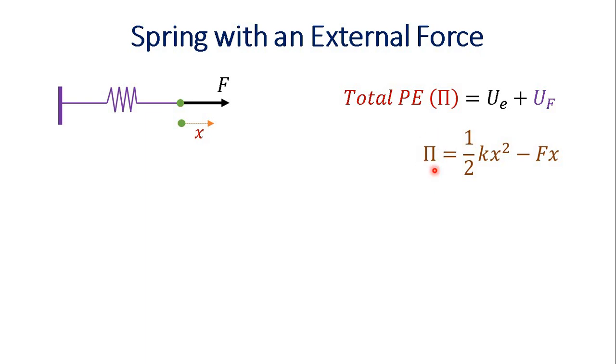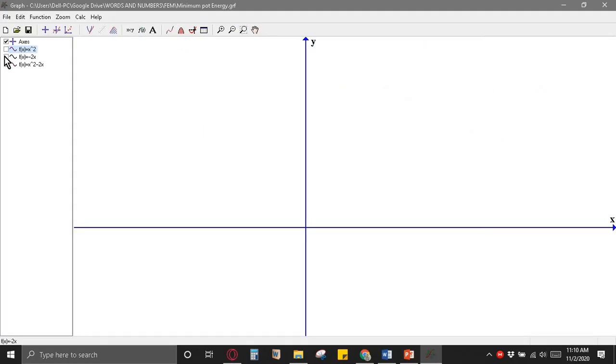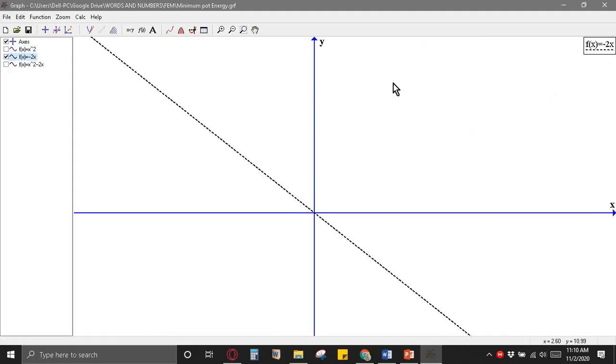So every physical system is in stable equilibrium, and for that they have minimum potential energy. And since the total potential energy, denoted here with capital letter pi, is dependent on x, we can graphically visualize this total potential energy function. So I'm going to show you this in a graph. Notice that UF is a linear function that has a negative slope, and UE is a squared function, and the total energy pi is also a parabolic function here. So first let me draw this graph.